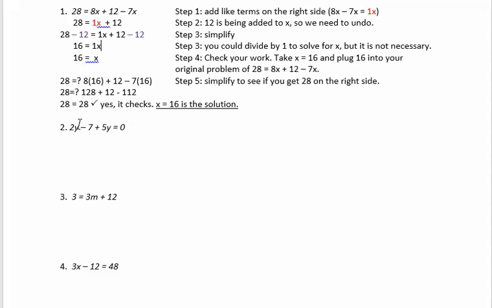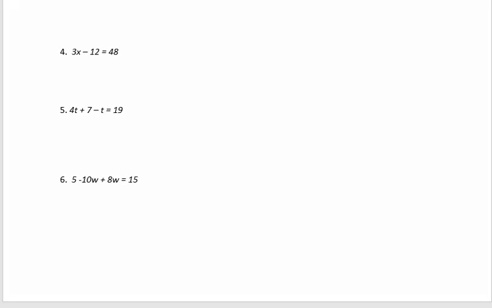So you see that there's quite a few problems on this worksheet. Some of them you need to simplify first, and some of them, like number 3, you can't simplify anything on here, so you can just start working with your undoing the plus 12 in this case by subtracting 12 from both sides. So show your steps in whichever way works best for you. If you want to print this and write them by hand, or just write it on your own piece of paper, or you can type your answers on here.